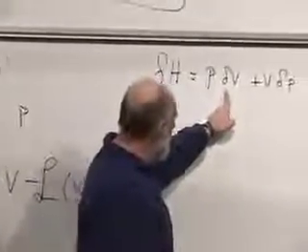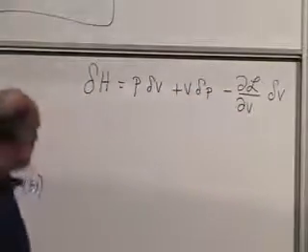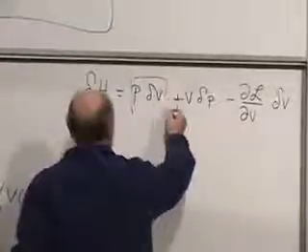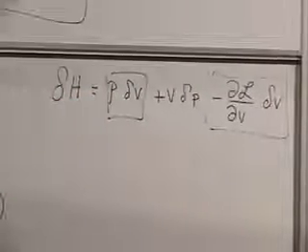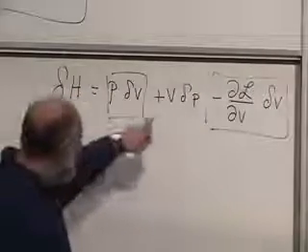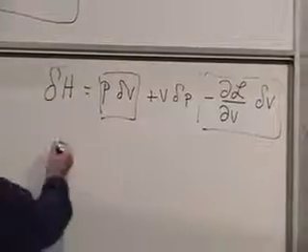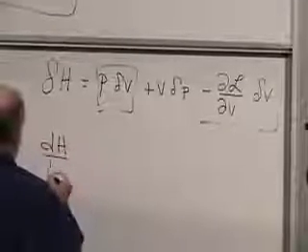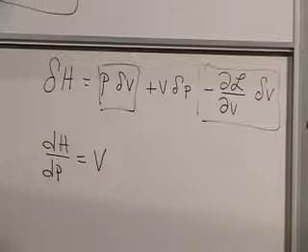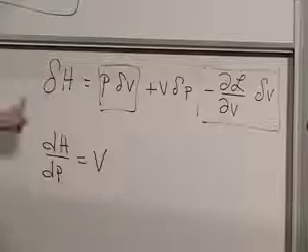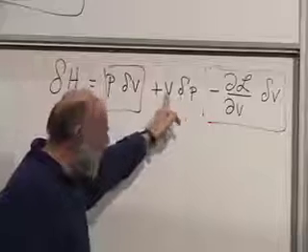Well, here I have P dV. Here I have minus P dV. So these two cancel completely. And that just leaves the change in H is V times the change in P. That's the same thing as saying that dH by dP is equal to V. In other words, the change in H, when I change P a little bit, is just equal to V.